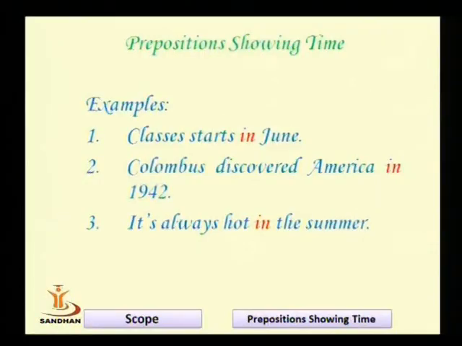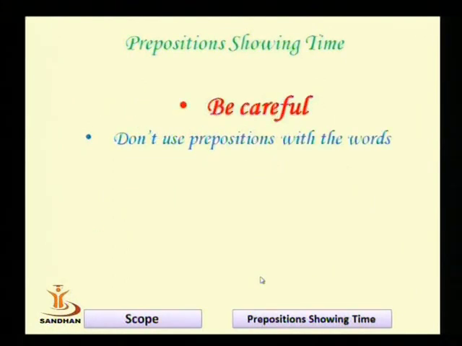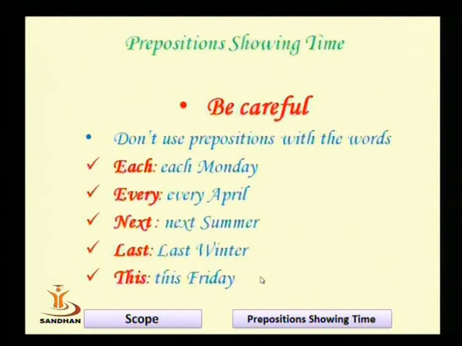So look, June is the name of a month, 1492 is the name of a year, and summer is a season. So all this shows us periods longer than a day. Keep this in your mind for the preposition in. Before moving ahead, we will summarize that the preposition in can be used for periods longer than a day. These are the points that you need to keep in mind.